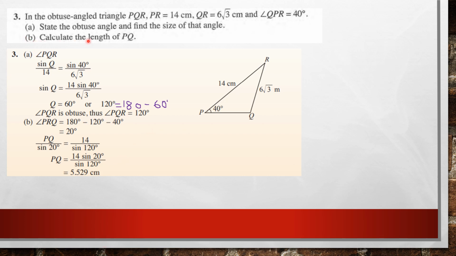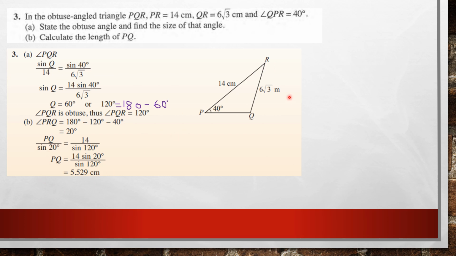Next, for part B, calculate the length of PQ. So you want to calculate the length of PQ. First, we have to find angle PRQ, this angle. You know this is a triangle, the total angle is 180, and you know the other two angles, 40 and 120. So you take 180 minus 120 minus 40, and you get angle PRQ equals 20.